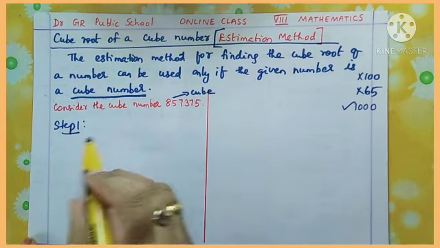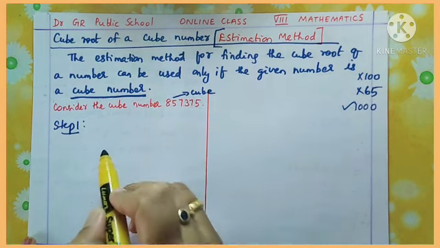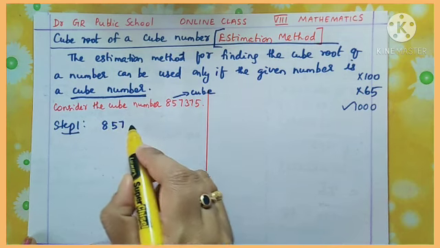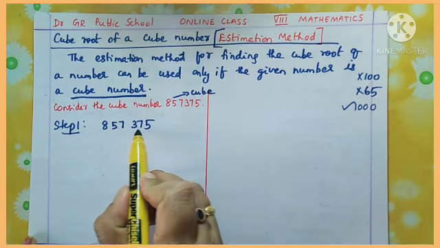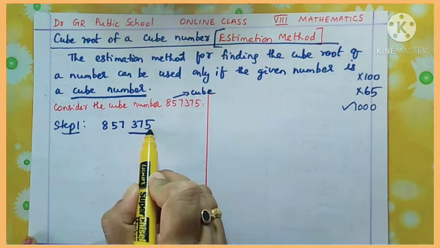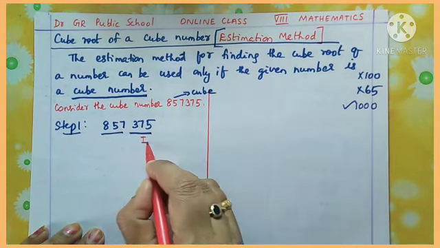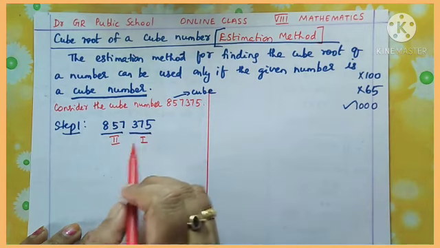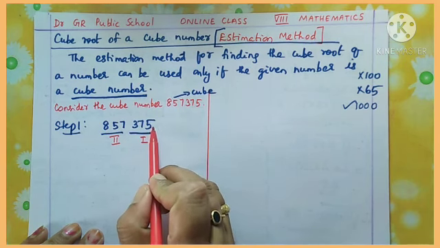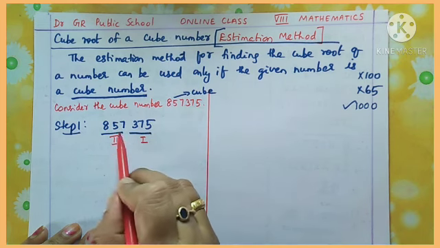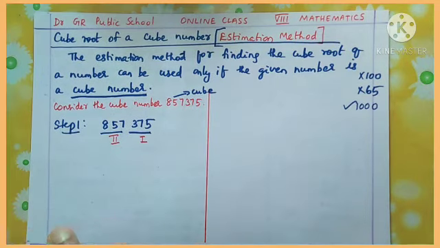Now your step 1. What is the step 1? First step is you want to divide the number into two groups. Two groups means 3 digits in each group. So here if I am writing the number once again, 857375. So this is the given number. So from the right side, from the units place, you want to divide the number in 3 digits. So this 3 digits is one group and this 3 digits is second group. So we can say 375 is the first group and 857 is the second group. So we divided the given number by making groups of 3 digits starting from the right side of the number. So this is the first step of this estimation method. Now what is the second step?